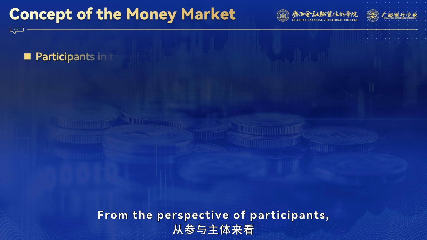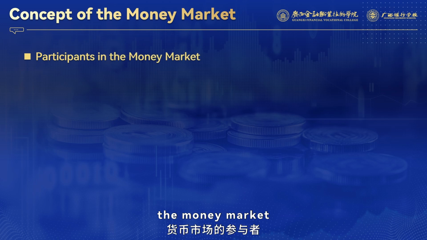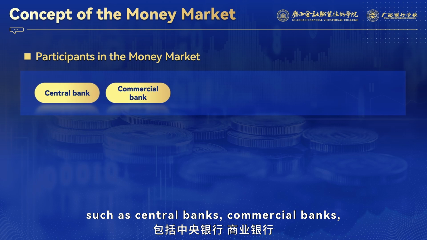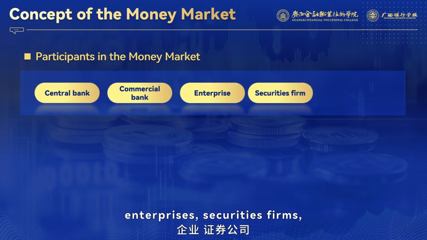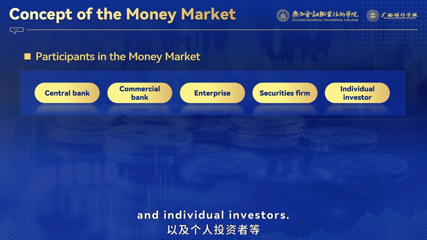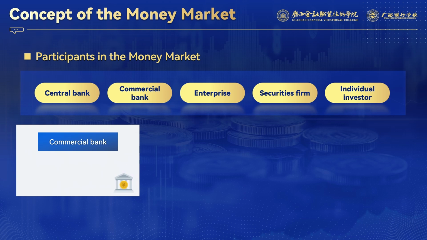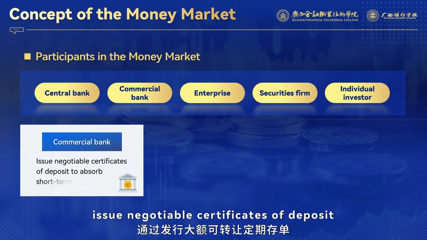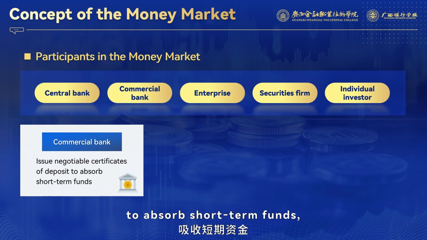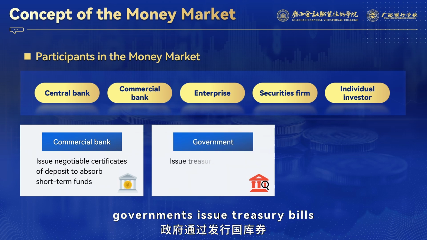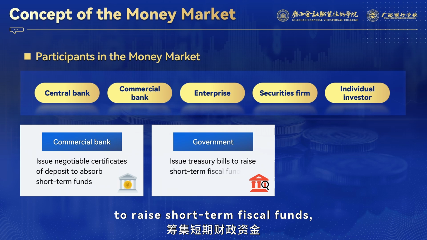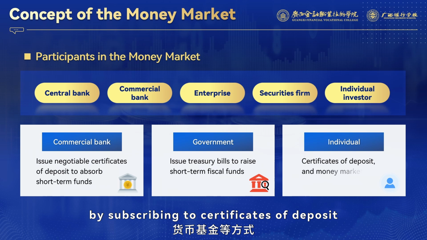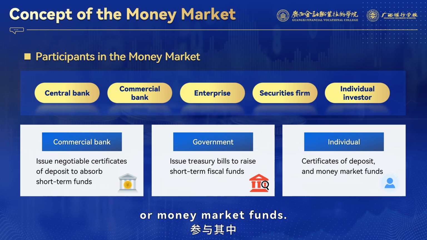From the perspective of participants, the money market includes a wide range of entities such as central banks, commercial banks, enterprises, securities firms, and individual investors. For example, commercial banks issue negotiable certificates of deposit to absorb short-term funds, governments issue treasury bills to raise short-term fiscal funds, and individuals can participate by subscribing to certificates of deposit or money market funds.